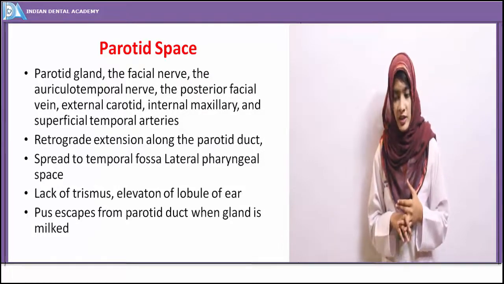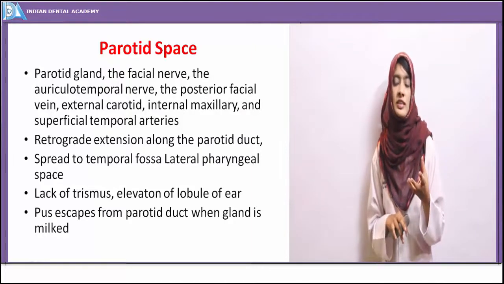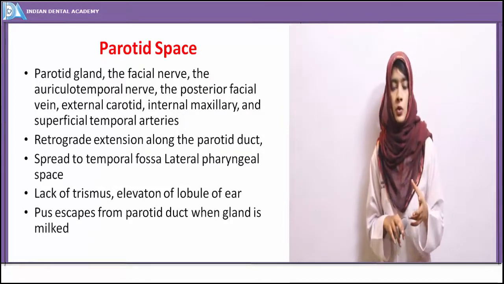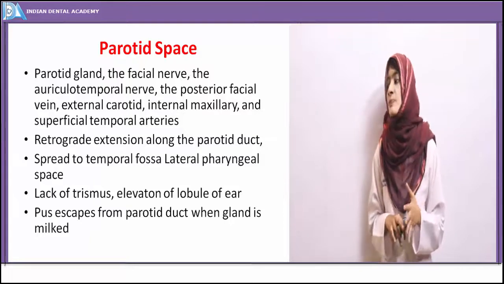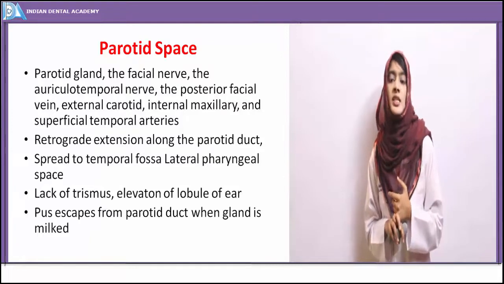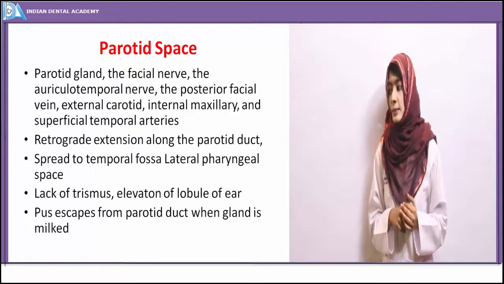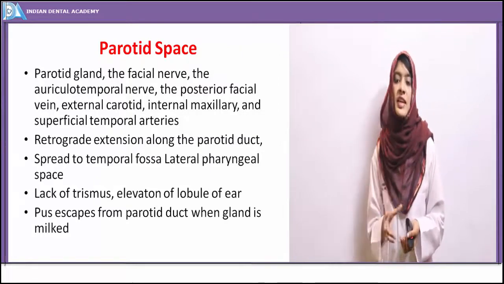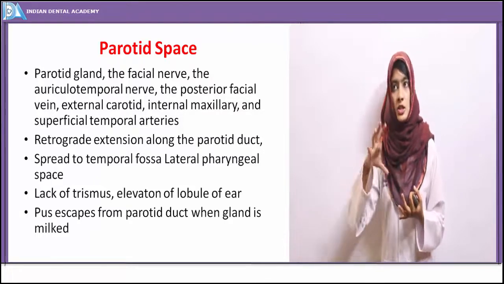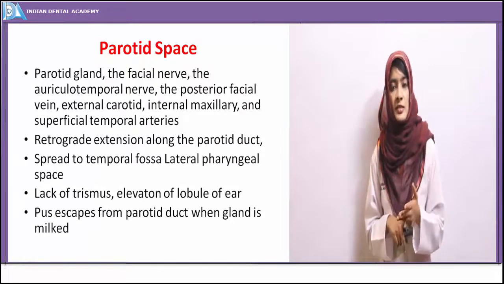So how does the infection occur in the parotid gland? It occurs because of infection of the salivary gland, or extension from a periapical, periodontal, or pericoronal infection or a periapical abscess. Once it involves the parotid space, the inflammation spreads along all these structures and ultimately leads to a swelling, though trismus is not present here because the parotid gland is relatively not attached to any muscles, so there is a lack of trismus.